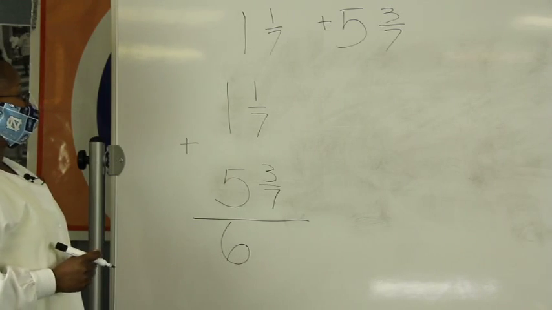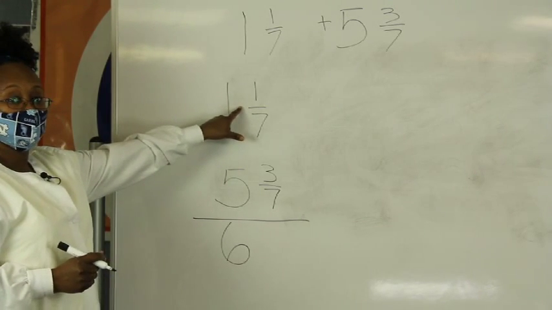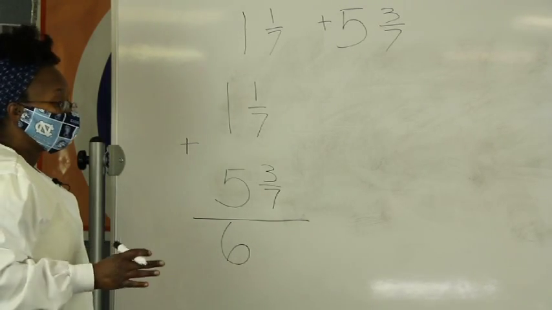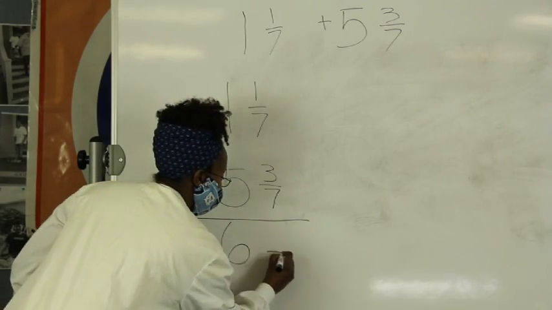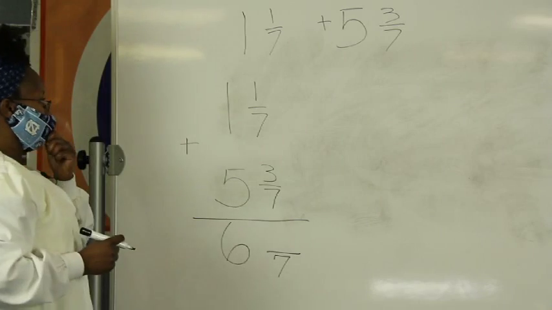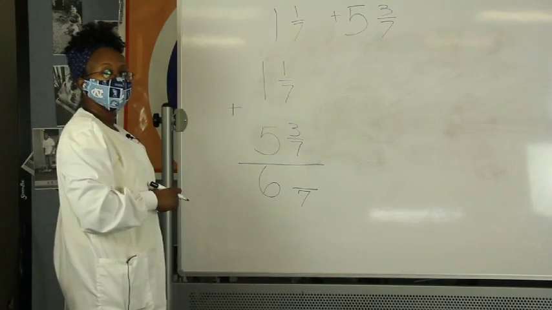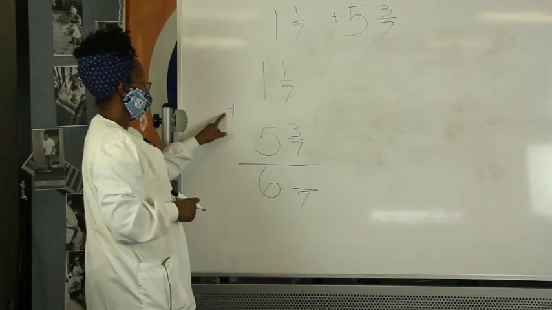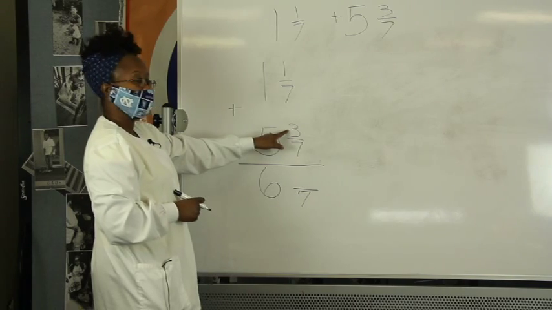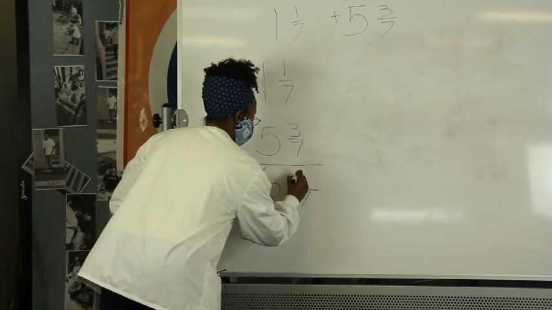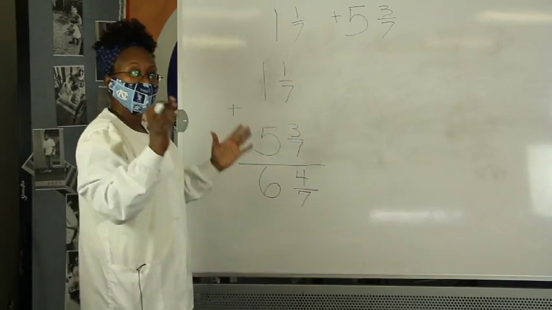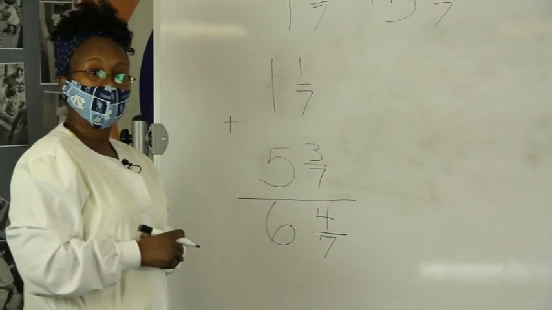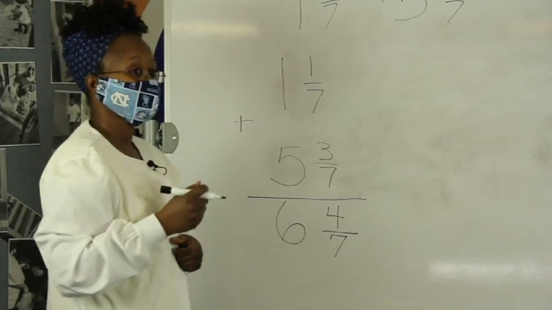Okay? Now, we've already learned just a few minutes ago that when you have the same denominators, when you're doing addition, all you have to do is bring the denominator down, okay? And now we need to add the numerators, which is the top numbers. What is 1 plus 3? 1 plus 3 is 4. And guess what? You've added mixed numbers together. It's that simple. Do you think you can do another one? I'm going to give you another one, okay?